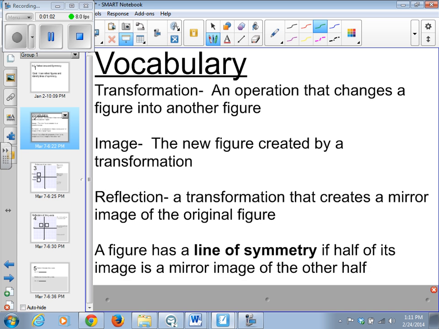And finally, a figure has a line of symmetry if half of its image is a mirror image of the other half. So that'd be like something like an H. The letter H has a line of symmetry right down the middle because it's the mirror image on both halves.